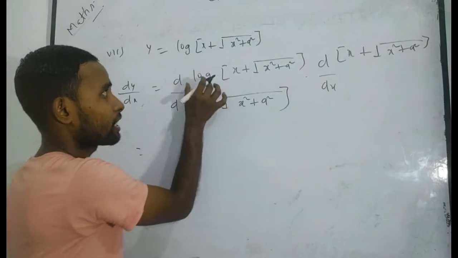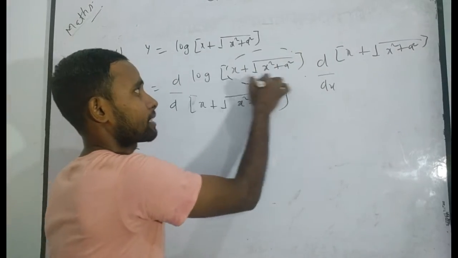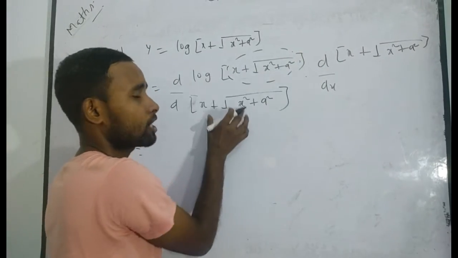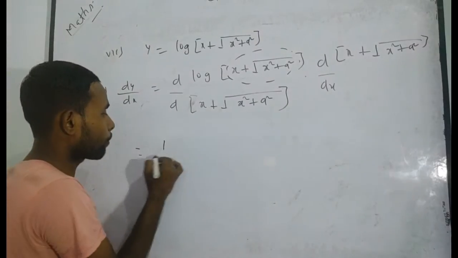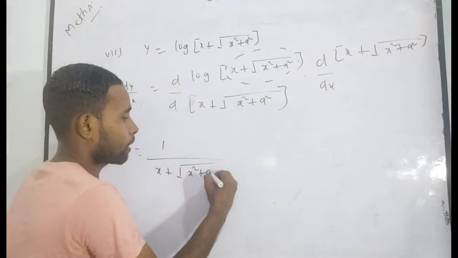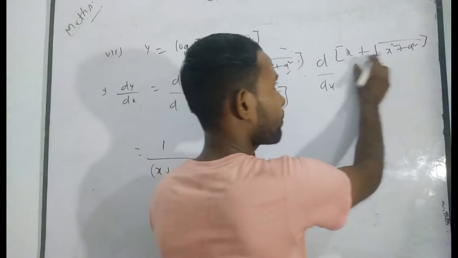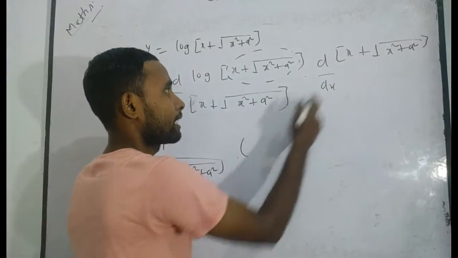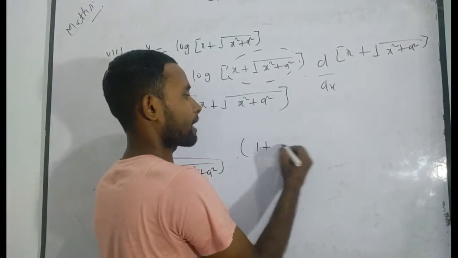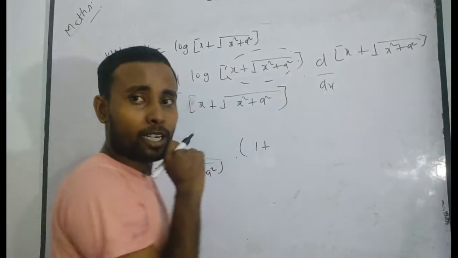Now I want to write the derivative of log. Suppose this is capital X, in that case it becomes log capital X with respect to x. Definitely it will be 1 upon x plus root under x square plus a square. This is the derivative of log. Again see here, the derivative of this function with respect to x will be what? Derivative of x with respect to x will be 1 plus the derivative of root x square plus a square, again you have to differentiate.